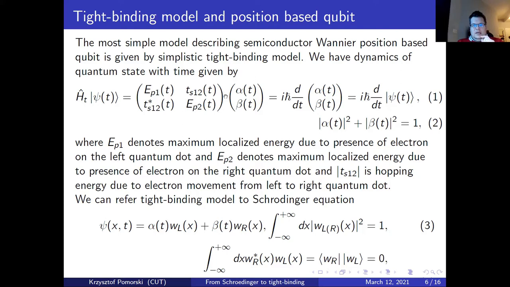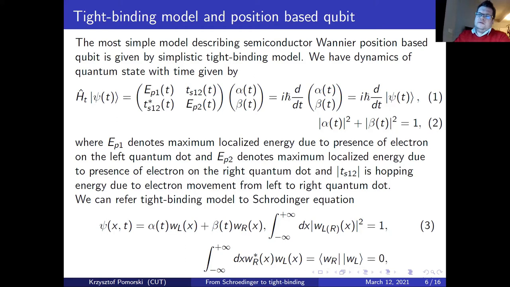and then there is an associated energy with presence of the electron on the left quantum dot, epsilon 1, and an associated localized energy with presence of the electron on the right quantum dot. This is epsilon 2, and there is a hopping energy. So there is a hopping from one to the other quantum dot, and so there is t12 and t12 conjugated. So this is hopping energy. So there is in a way energy that participates in electron movement. That's how it is.